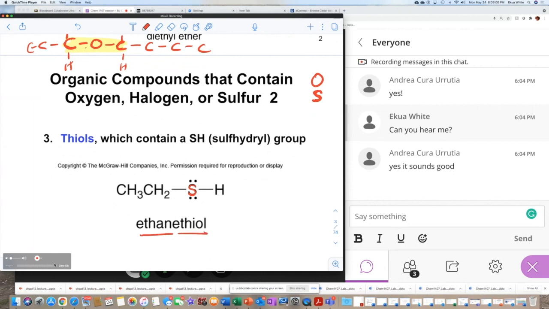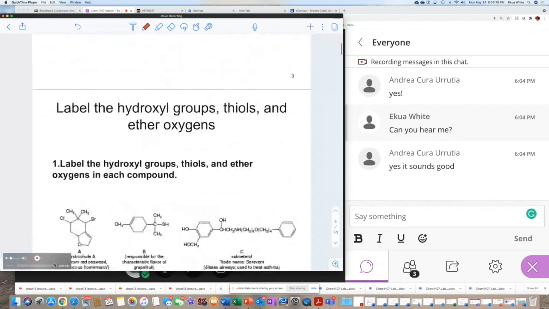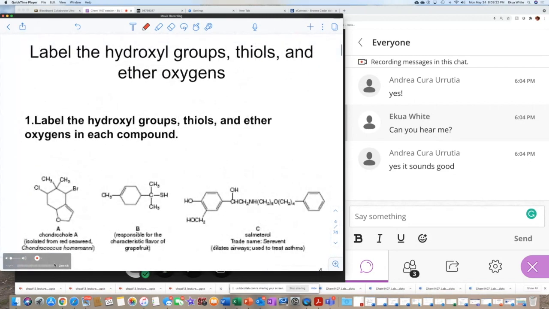Don't worry, we won't spend a lot of time naming these because these are not very common. We will name alcohols, but we'll kind of extrapolate that naming to the thiol, even though it's not an exact extrapolation. We're not going to spend a lot of time naming thiols, but we will recognize them. So this is called ethane thiol, okay? Moving on. Wow, we're right there.